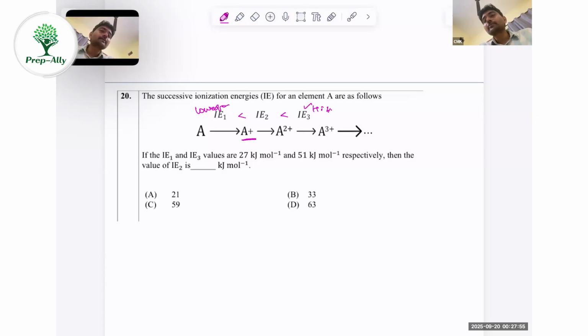Highest, if you take this 3. So IE1 is lowest, 27 kilojoules per mole, and IE3 is 51 kilojoules per mole. So IE2 should be in between IE1 and IE3, between 27 and 51. Which value is there? This is below 27, incorrect. B is 33, with the value between 27 and 51. C is more than 51, incorrect. So the answer should be option B.